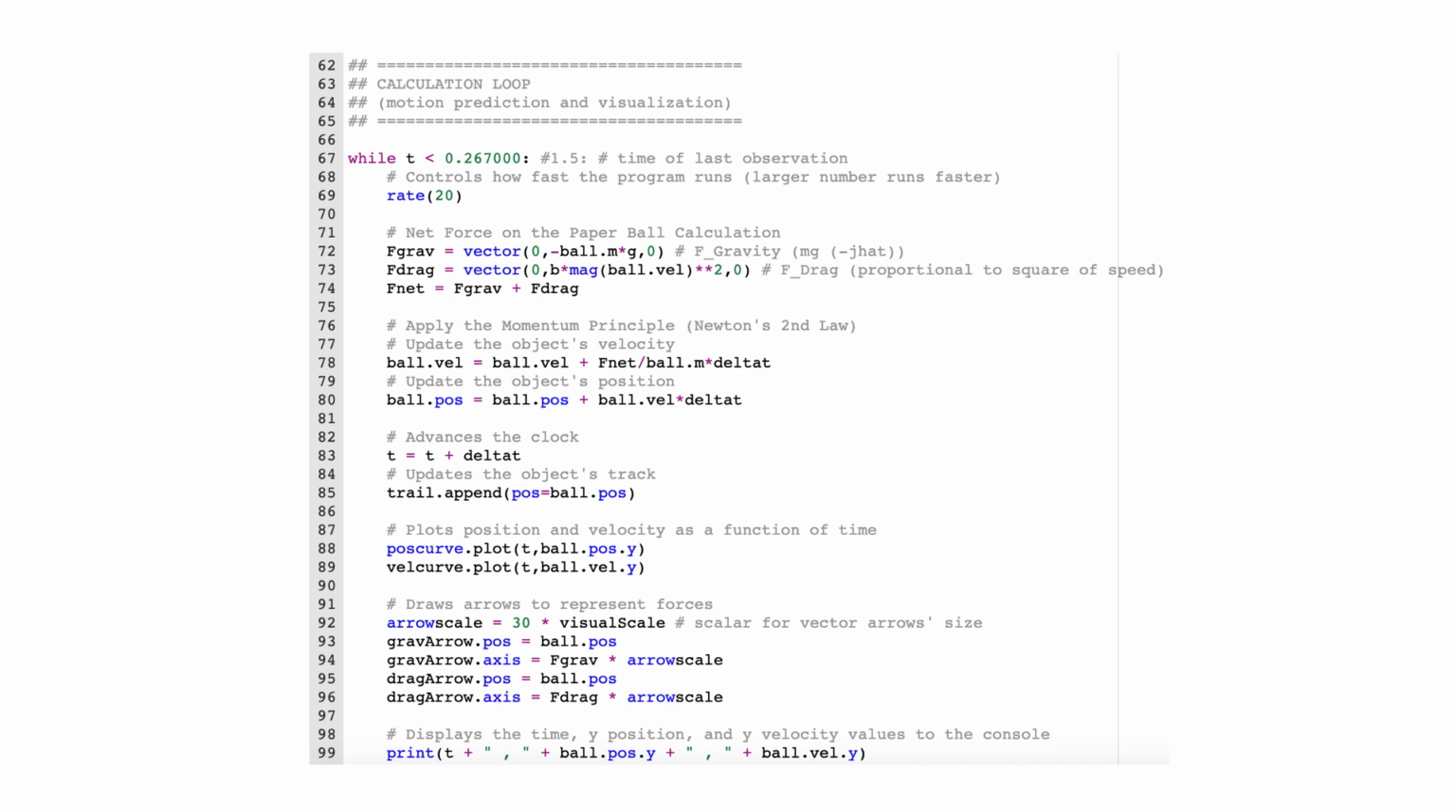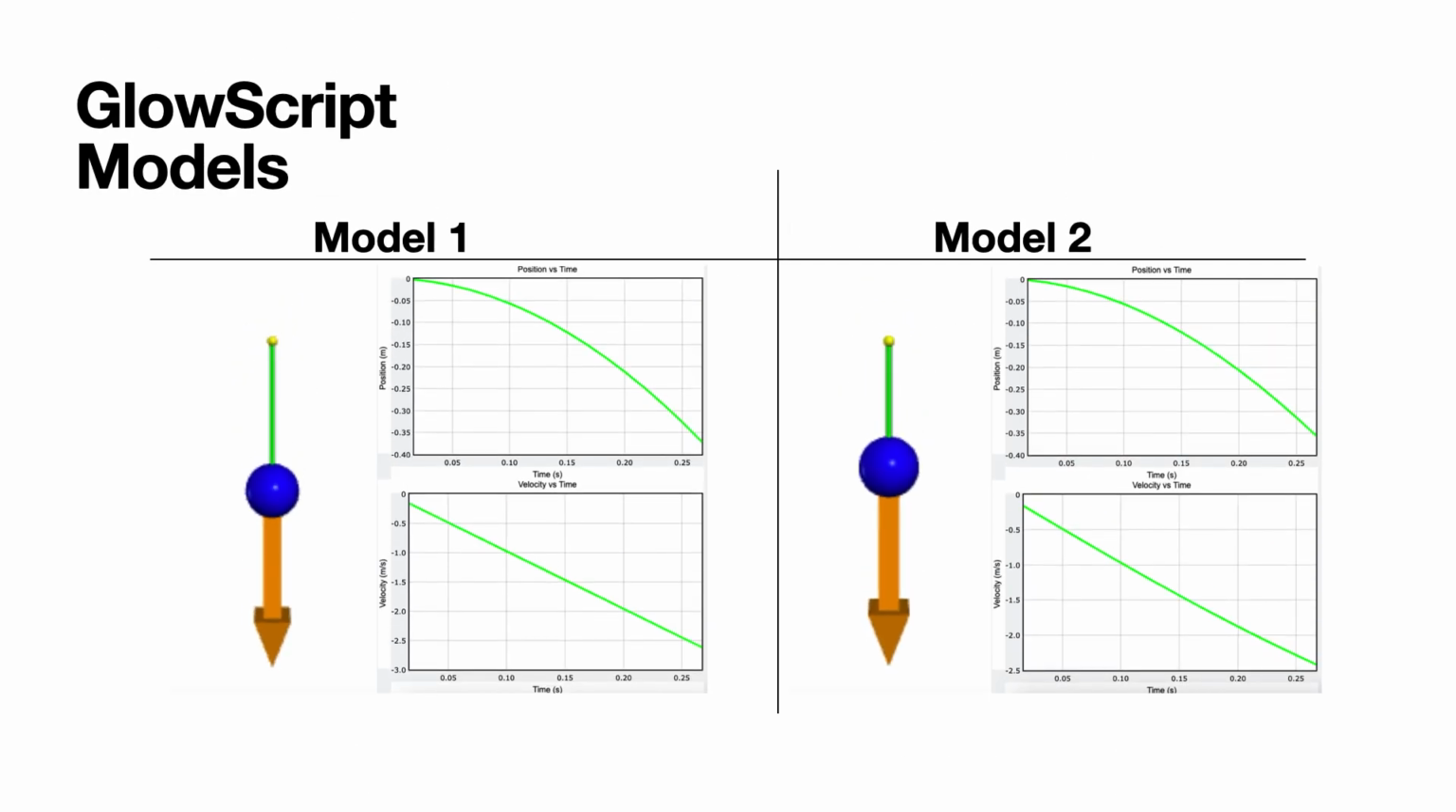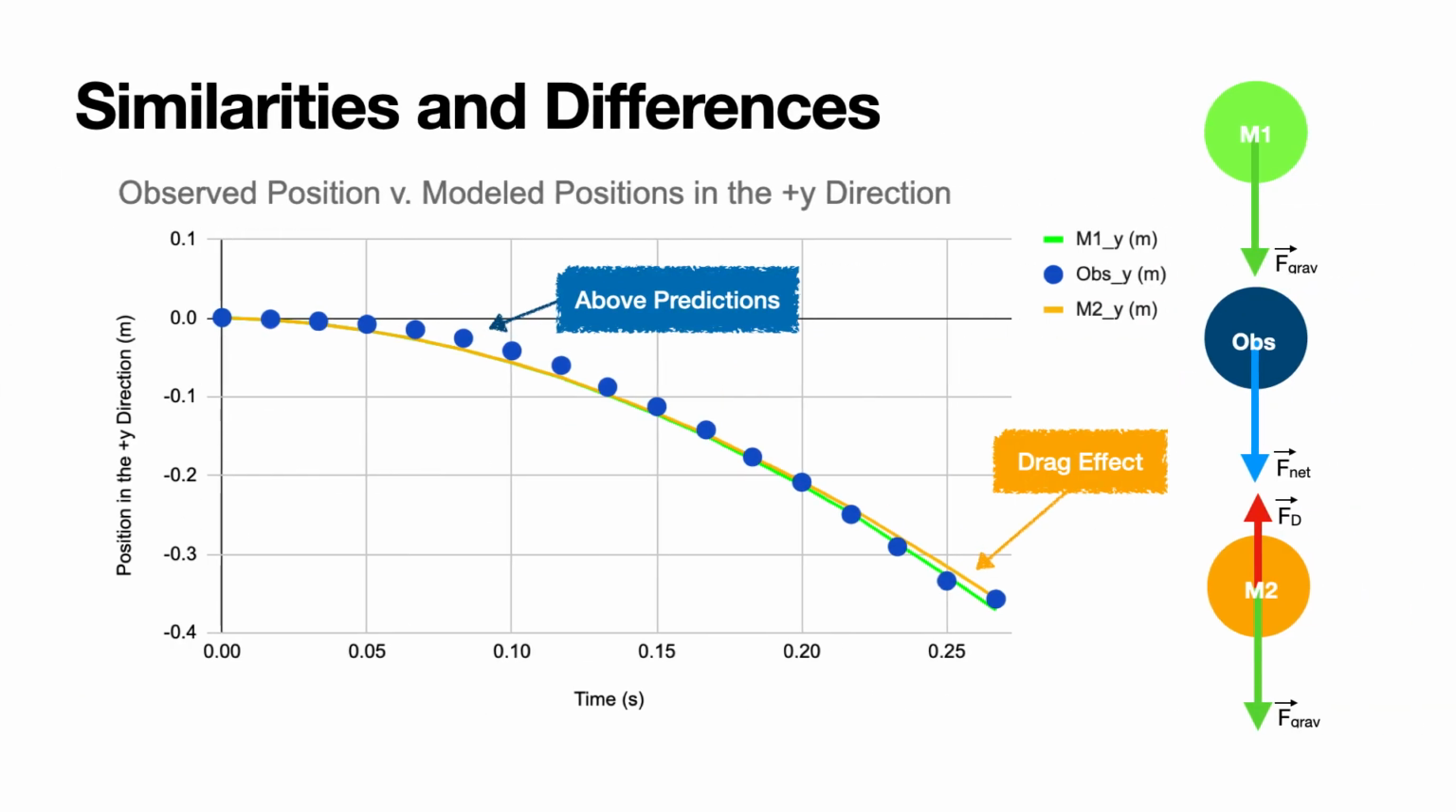Also, the values for time, ball position, and ball velocity are printed to the console for easy transfer to Google Sheets for the analysis. Shown here are the resulting models with Model 1 on the left and Model 2 on the right. Plotting the position time graphs of the observation and the models on the same graph shows that the effect of drag on the paper ball is minimal, since the observations more closely follow Model 1, where gravity is the only force acting on the ball.